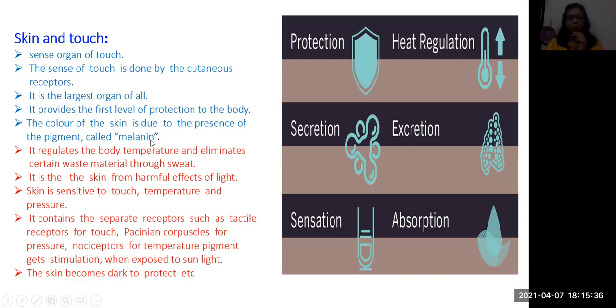And already I told you about the melanin pigment. And then sweat, touch, temperature, pressure, which is caused in the skin itself. And it contains separate receptors, called tactile receptors for touching. Then Pacinian corpuscles for pressure. Then nociceptors for temperature. Okay, like that, they are all stimulated when we are exposed to sunlight, and the skin becomes dark to protect, etc. So these are the excretion, secretion.